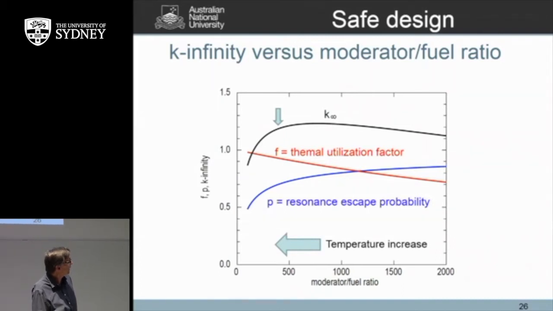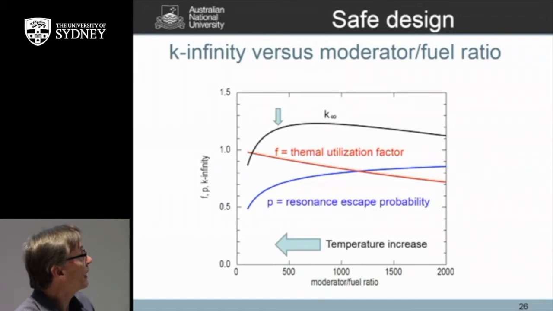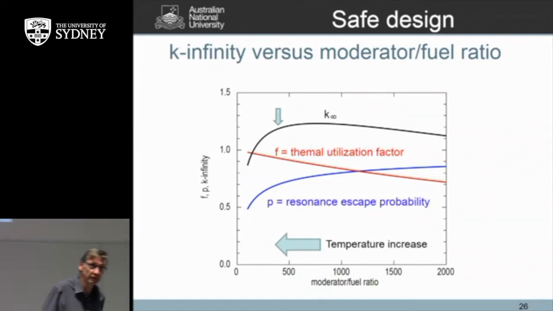and then goes down. Now, when you design a reactor, you want to operate it over on this side of the curve because when the temperature goes up, that has the effect of making this moderator to fuel ratio go in this direction. So what you want to happen is when the temperature goes up, you want the reactivity to go down. So a good reactor will have this kind of a design. The Chernobyl reactor did not.